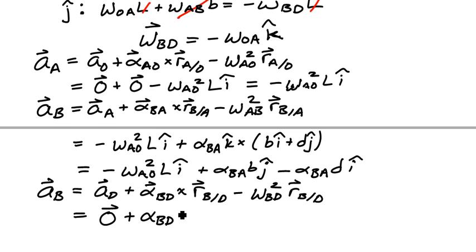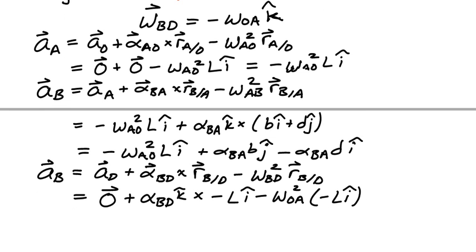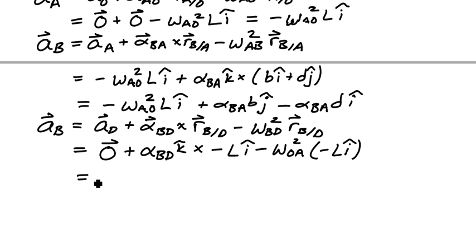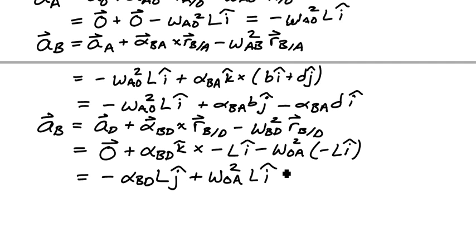Alpha BD is an unknown, in fact that's one of the things we're asked to find, and I'll need to cross that with r of B with respect to D, which will be minus L in the I. And then I'll subtract off that omega BD squared, which I know is simply going to be omega OA squared, the square will make the sign go away, times r of B with respect to D, which is minus L in the I. If I expand the right-hand side of this equation, K cross I gives me a J, so I'll have minus alpha BD times L in the J, and then minus the minus is going to give me a plus, so I'll have plus omega OA quantity squared times L in the I.